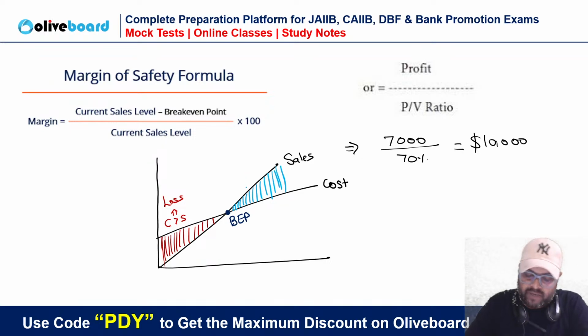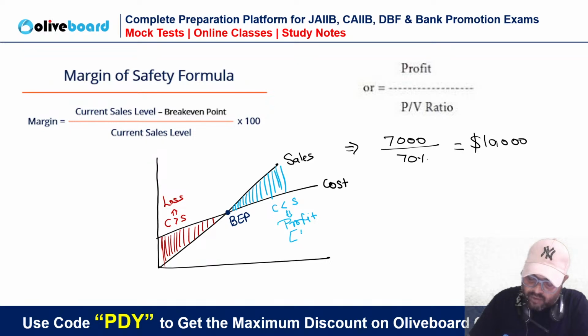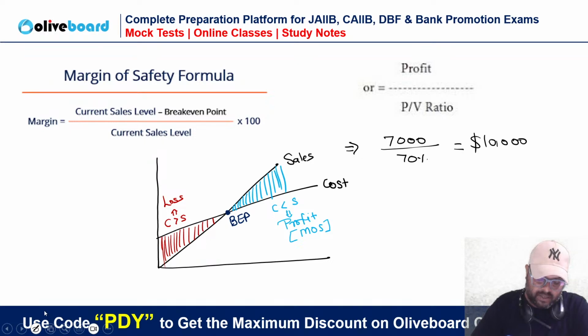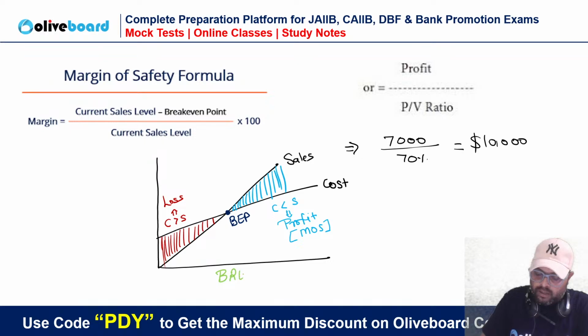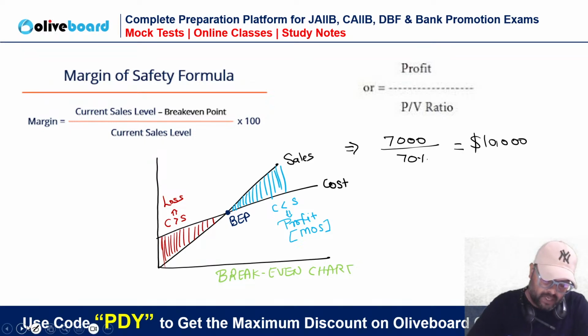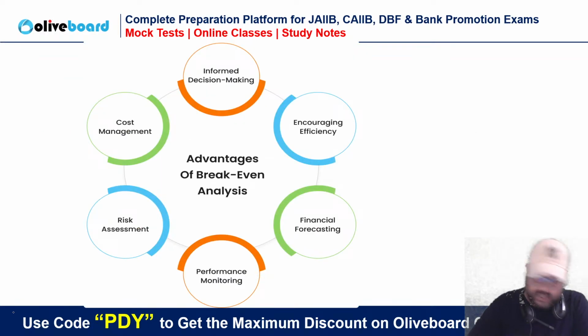this is the portion where our cost is less than our sales and it generates profit, and we call that profit margin of safety. This presentation is called break even chart. Tell me, any doubt, any query in the discussion till now?